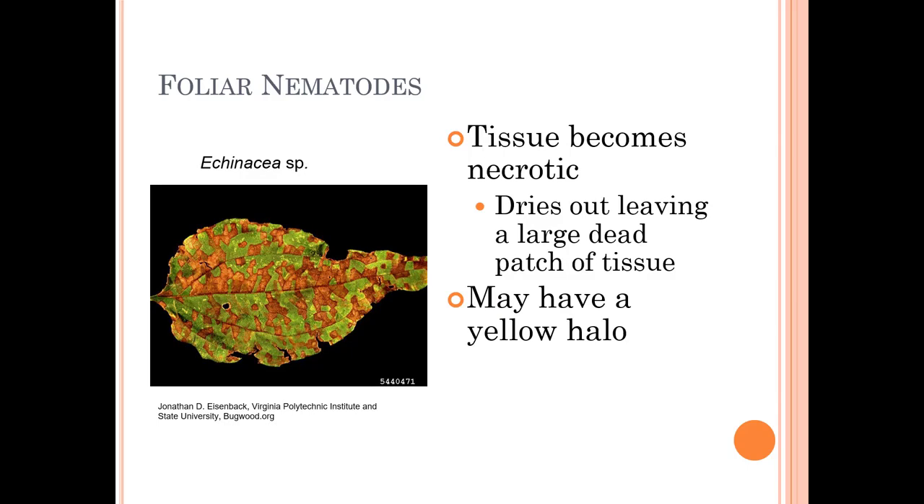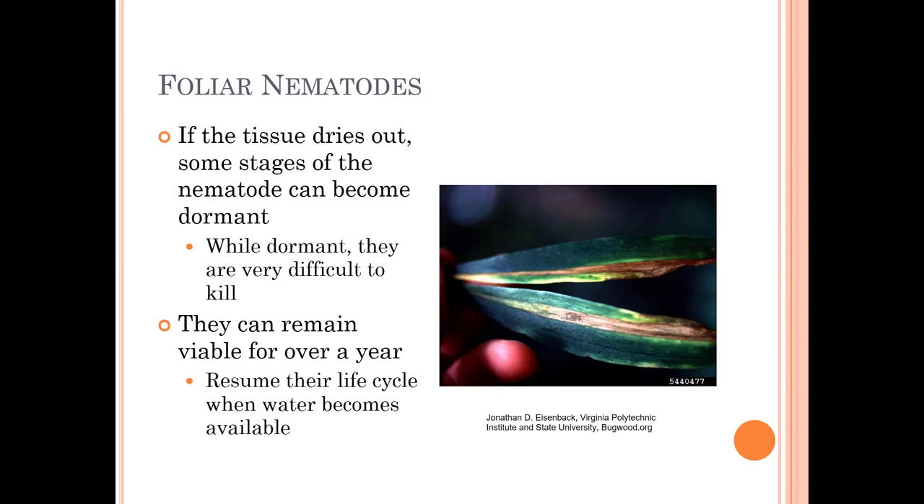So the tissue becomes necrotic or dies back. It dries out, leaving this large dead patch of tissue, and you may see a yellow halo, which is kind of faint on here, but you do see that on Echinacea. Okay, this is a leaf of a daylily that's infected. If the tissue dries out, some stages of the nematode can become dormant, and while they're dormant, they're very difficult to kill. They can remain viable for over a year, and they will just resume their life cycle when water becomes available.